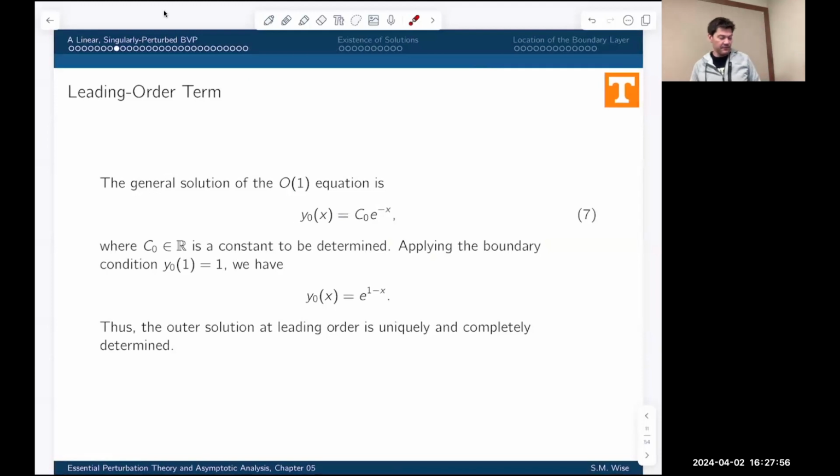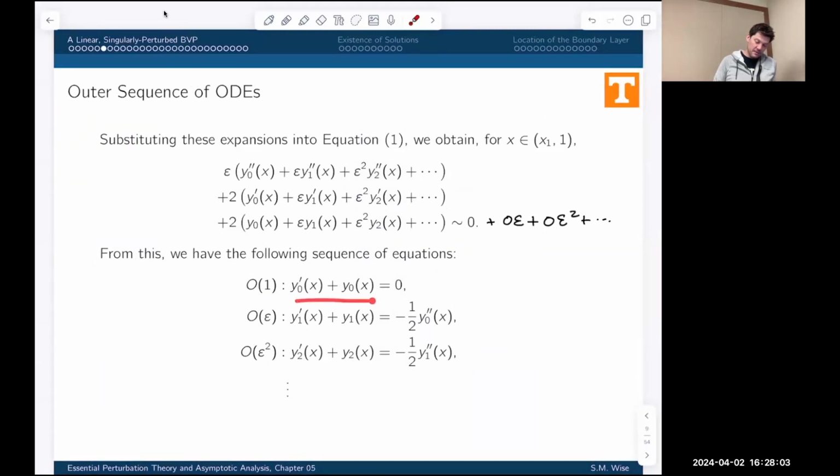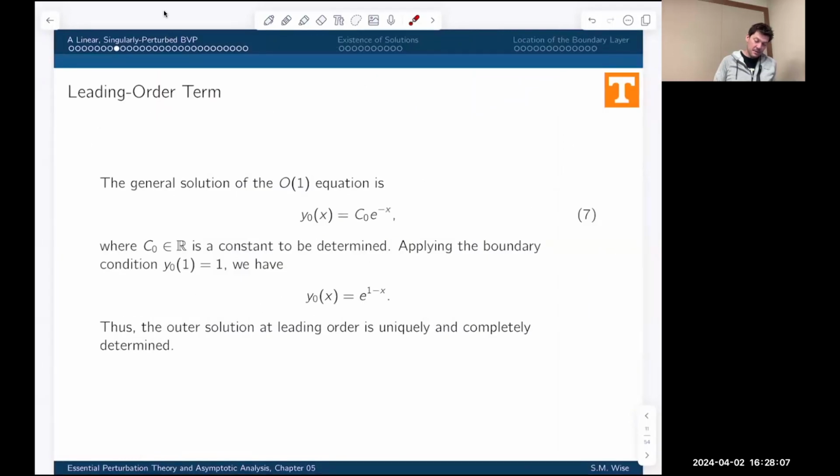So now let's solve the order 1 equation. So the order 1 equation is here. The very simple solution to that is y0 of x is equal to c0 e to the minus x, where c0 is a constant that we have to determine.